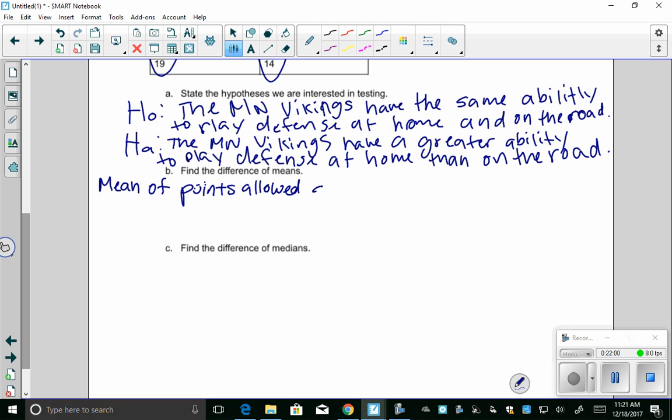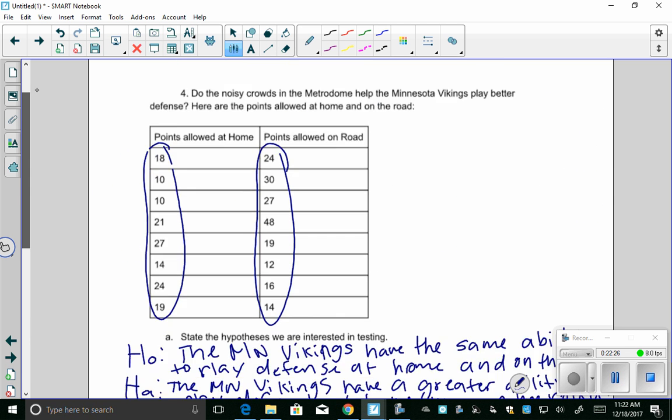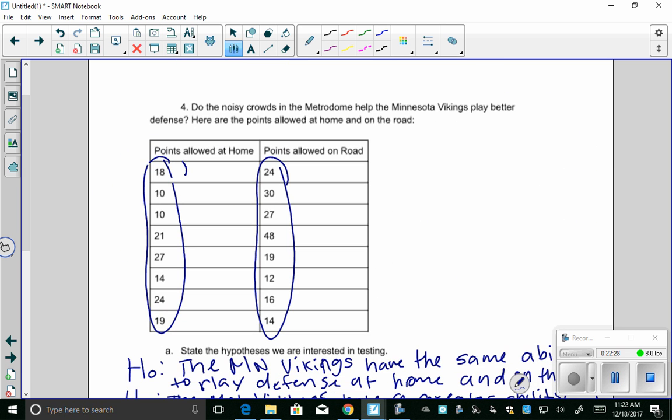You ever do unpaired data? This is unpaired data. There is paired data, and it would be better, but the steps we're taking right now are unpaired, and the question doesn't ask for paired data yet. So the difference of means: find the mean of points allowed at home. You're going to add this whole column up.